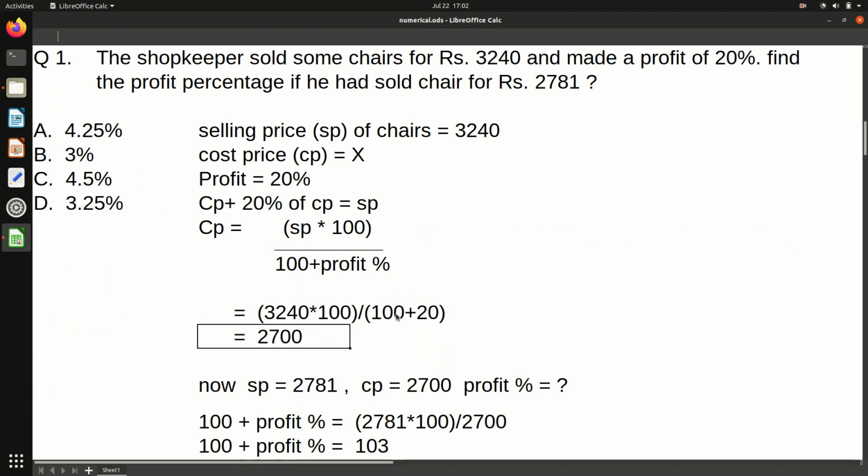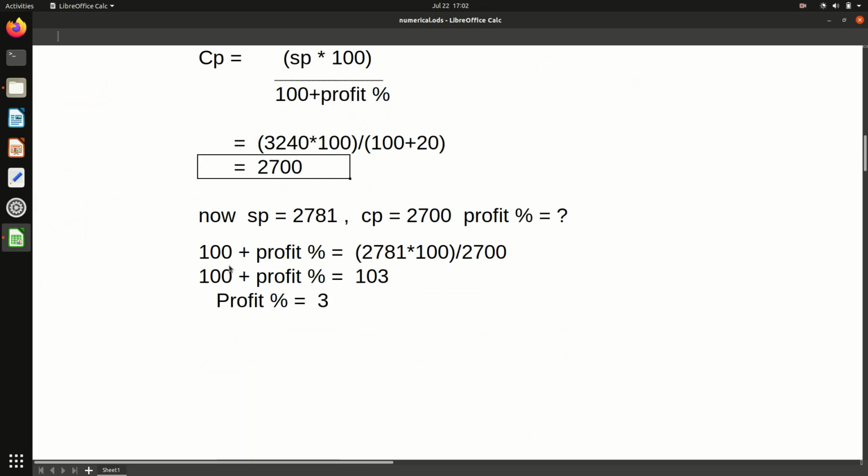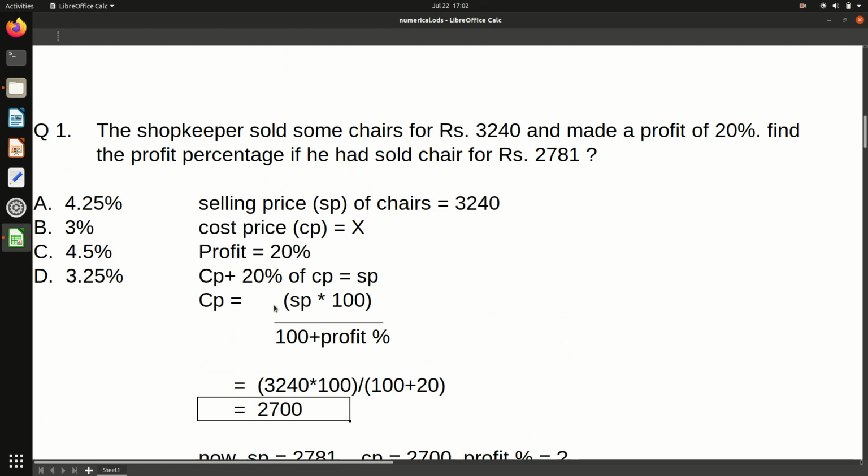So see, this question had nothing, just this formula of CP, SP and profit. In the first case we have been given SP and profit, so we calculated CP, and in the second case we have been given CP and then SP, and we have to calculate profit percent. In a simple way we have calculated, and this comes out to be 3%. So option B will be the answer. So I hope it is clear.